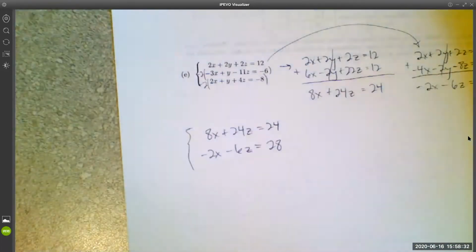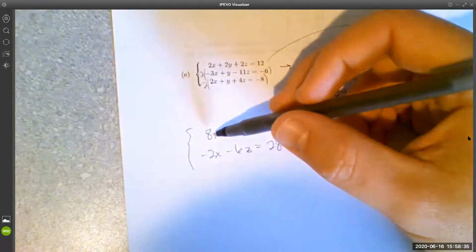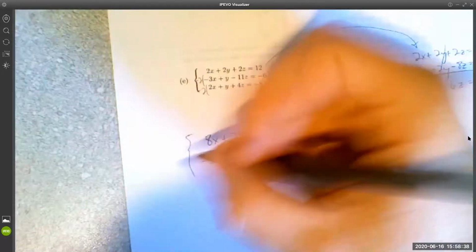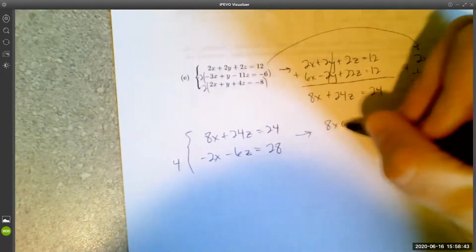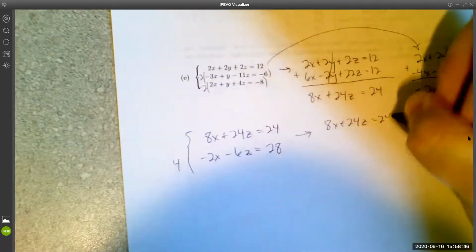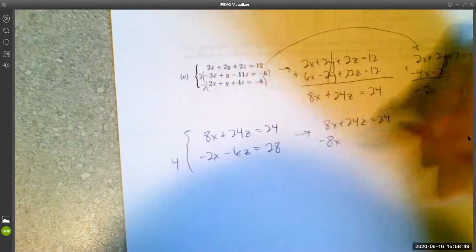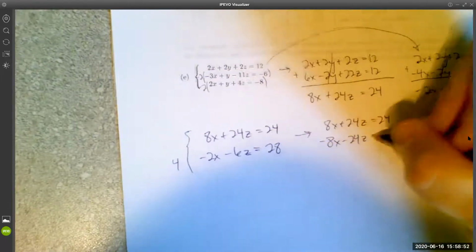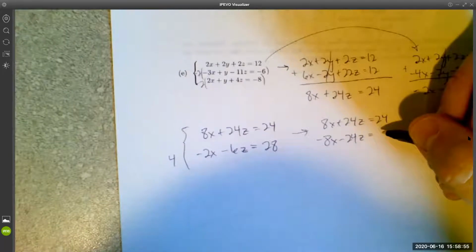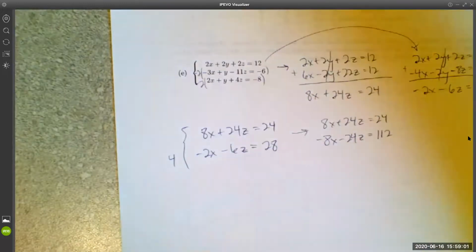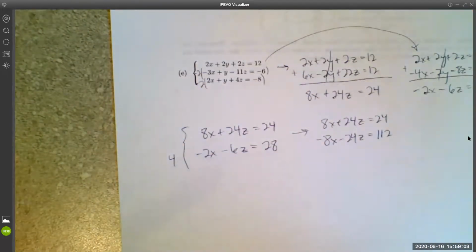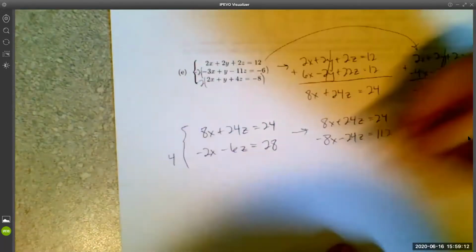To solve this system, I think probably eliminating the x's, and I would do that by multiplying by 4 on the bottom equation. I'm going to get -8x, -24z, and 28 times 4, 112. Oh, is that right? I better check. 4 times 28. I'm getting tired. I've recorded like 6 of these lectures today. Okay, 112. Yep.